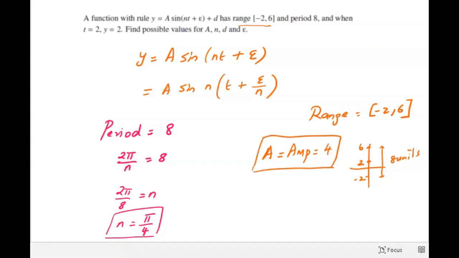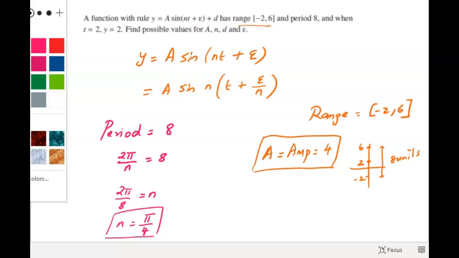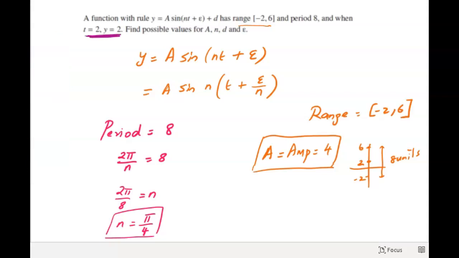With that information, we still have one more to go. The other value we have to find is the value for e. They've given us one more piece of information. They're saying when t is equal to 2, y is equal to 2. So we're going to substitute that straight into this rule.